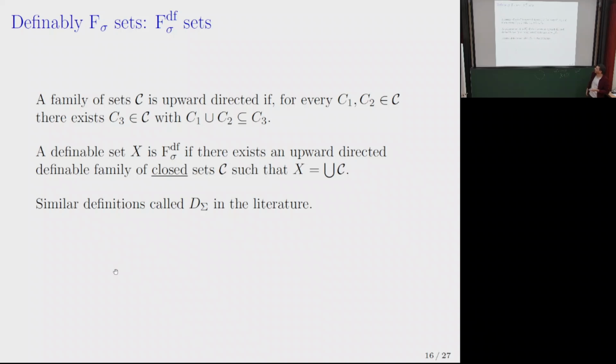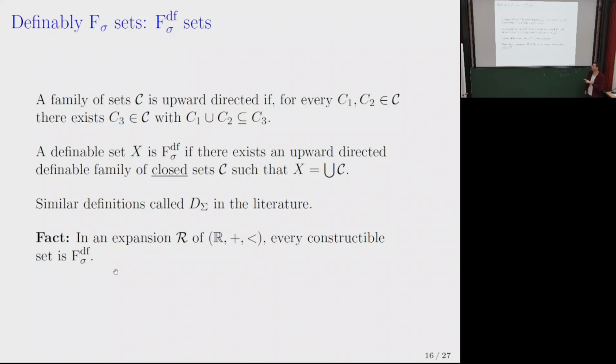if there exists an upward directed definable family of closed sets such that its union is X. So we're replacing a countable union by a definable upward directed family. We have similar definitions called D sigma in the literature, but this definition works for an arbitrary topological structure. Okay, so a very important fact: in an expansion of the real ordered group, every constructible set is F sigma.